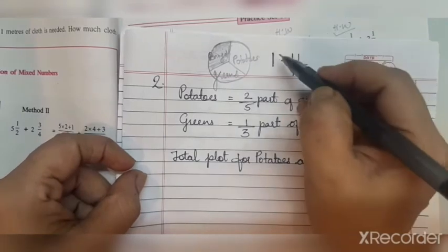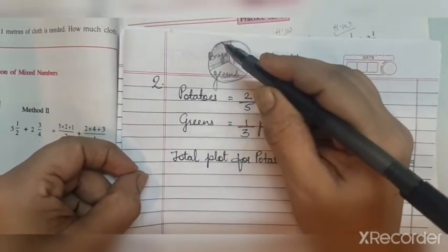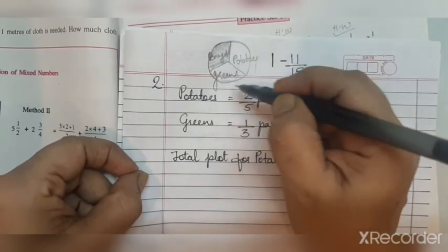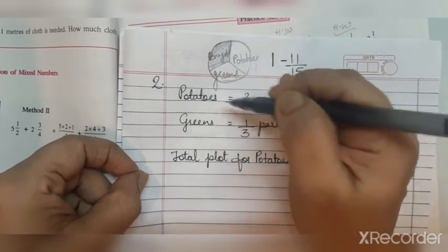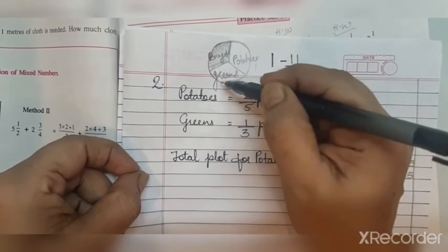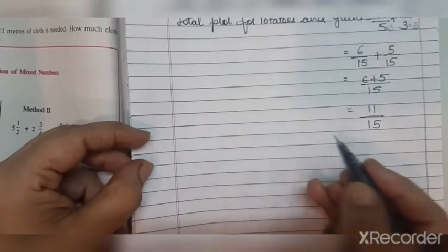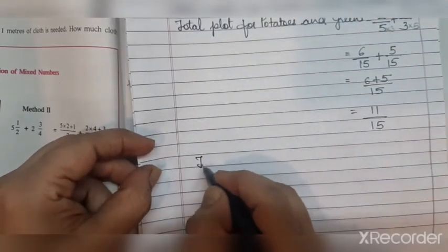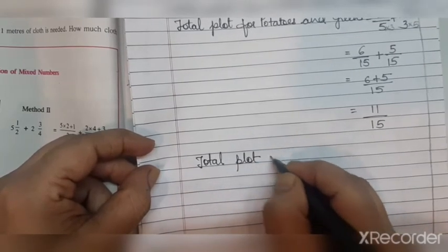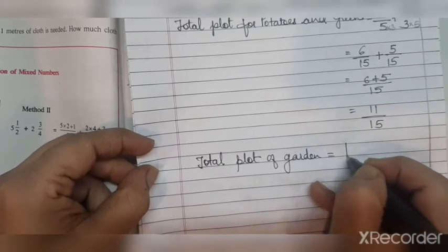So 1 is taken because we are talking about one plot. You will ask from where I got this 1. This is that one plot. From that one plot, this much part, 11 upon 15, is occupied by potatoes and greens. So I'm going to subtract. So before that I will mention that the total plot of the garden is taken as 1.